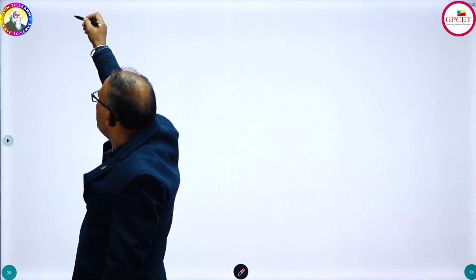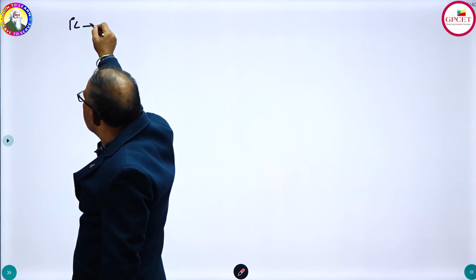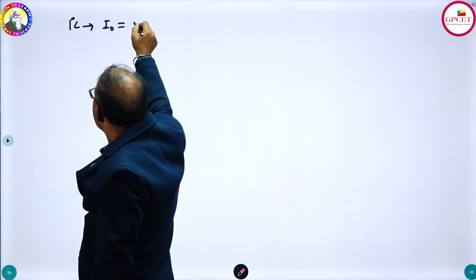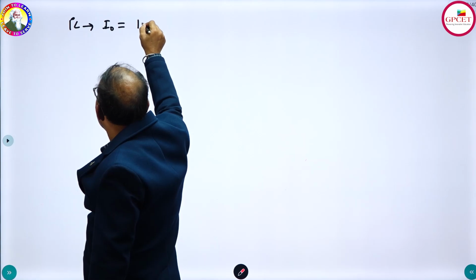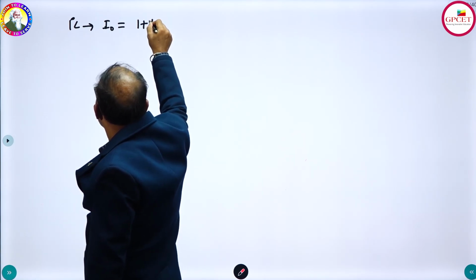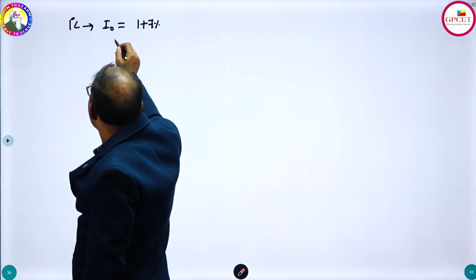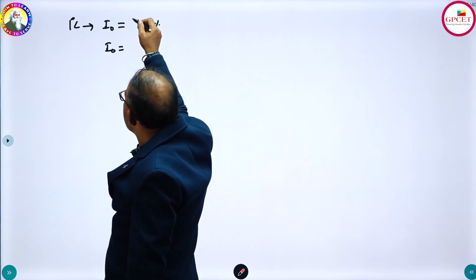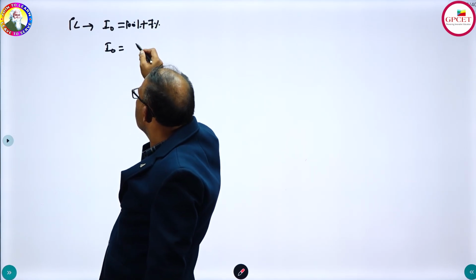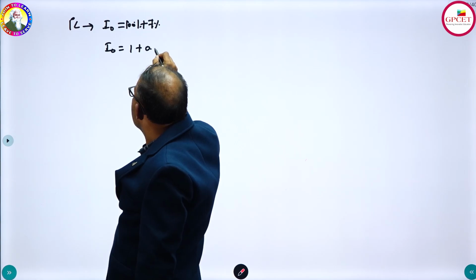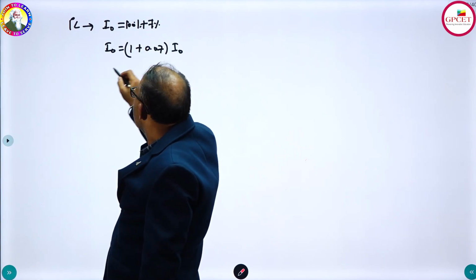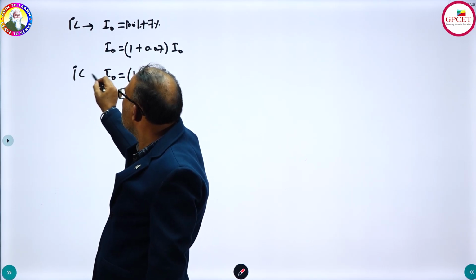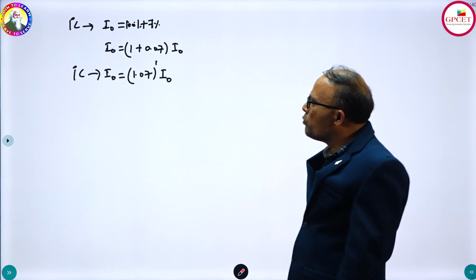See, for example, for every 1 degree C rise in temperature, the reverse saturation current changes by 1 plus 7%, because we are adding it to 100%. So this is 100% plus 7%. Therefore 100% is nothing but 1, plus 0.07 of I0. So I0 changes to 1.07 of I0. So for every 1 degree C rise in temperature, I0 changes by 1.07 whole power 1 of I0.